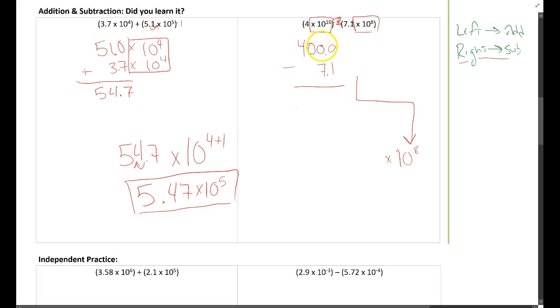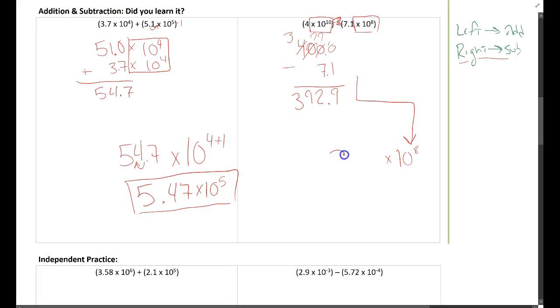So I come in and I say, well, I can't borrow here, I can't borrow here. That becomes 3, 10. 10 becomes 9, 10. 10 minus 1 is 9. Decimal place comes down. 9 minus 7 is 2. 9 minus nothing is 9. 3 minus nothing is 3.